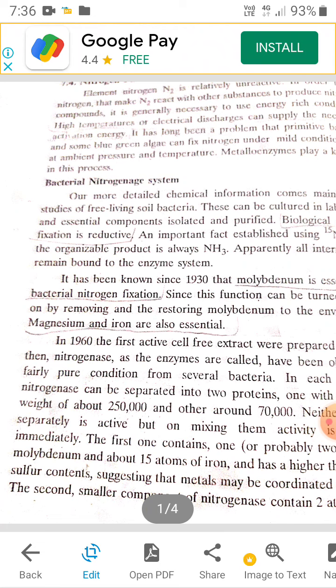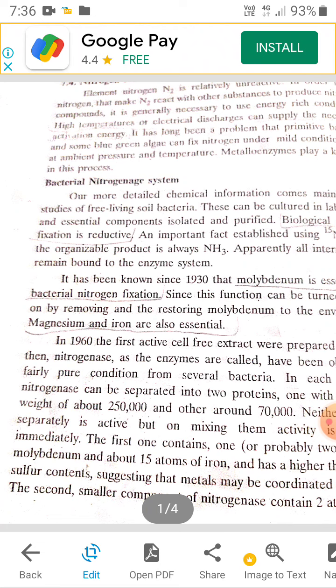Element nitrogen is relatively unreactive. In order to fix nitrogen, that is, to make nitrogen react with a substance to produce nitrogen compounds, it is generally necessary to use energy rich conditions. High temperatures are critical and necessary to produce nitrogen compounds.